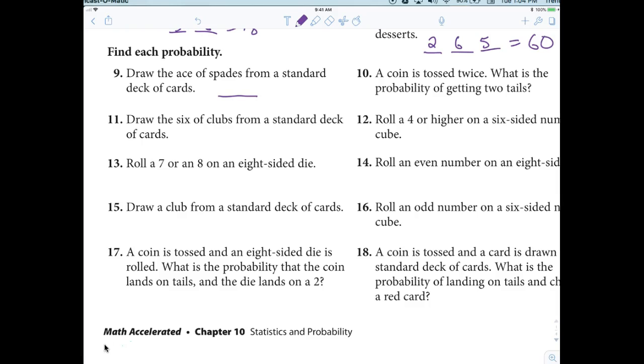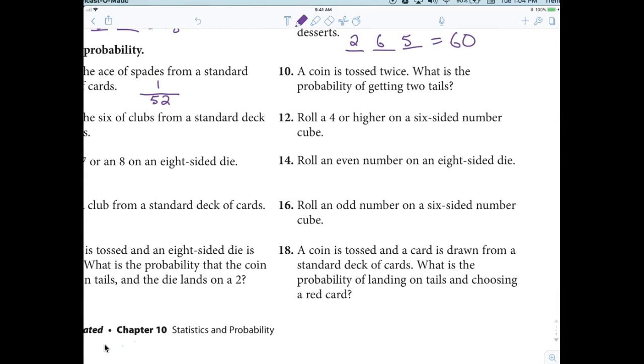True. There are 4 aces, but there's only 1 ace of spades. Perfect. 1 out of 52. That's good. Anybody have any questions with 1 out of 52? All right. So now let's take a look at 10.